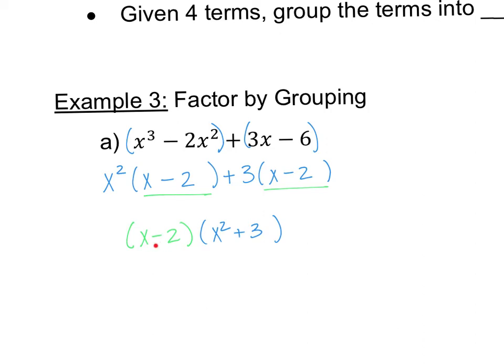So from here, I can't factor anymore because this is an x and this is a number. This is an x and this is a number. And so that's it. This is going to be my factor. So this is my final answer, and that's how I factor using grouping.